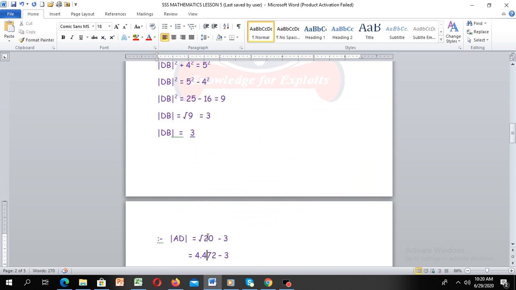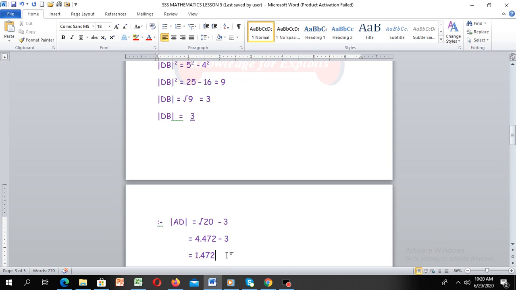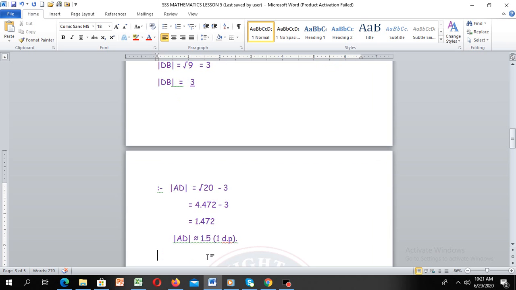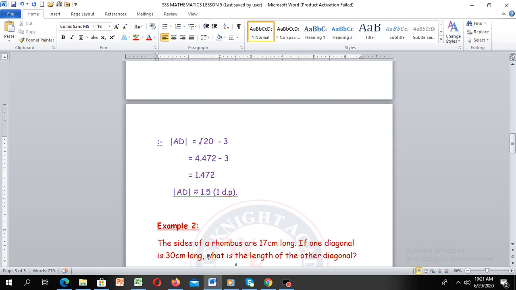All right. So the value of AB is root 20, square root of 20, and the value of DB is 3. Therefore, line segment AD will be equal to root 20 minus 3. When you press your calculator to find the square root of 20, it gives you 4.472 to 3 decimal places. So you have 4.472 minus 3, and that will be equal to 1.472, which is approximately 1.5 to 1 decimal place. That means that the length of the line segment AD is approximately 1.5 units to 1 decimal place.